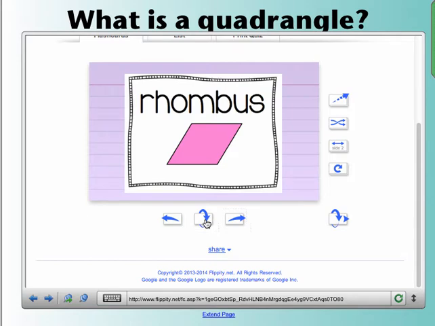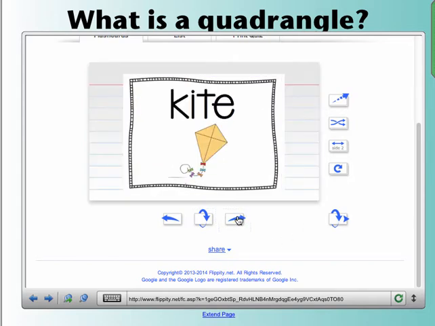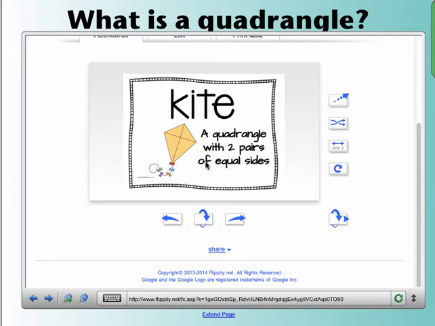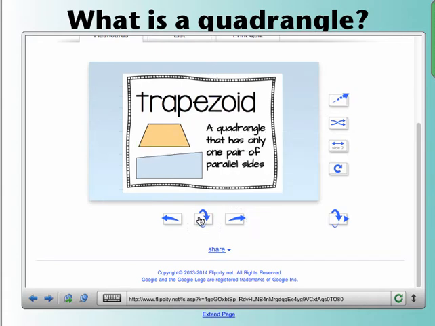A rhombus, I like to think of this as a squished square. It's a quadrangle that is a parallelogram and it has all sides the same length. So I like to think of it as the squished square. It would be a square if it didn't have the funky angles. A kite. That's a quadrangle with 2 pairs of equal sides, and the equal sides are right next to each other. So this would be equal sides right here, and here's another pair of equal sides. Trapezoid. A quadrangle that has only 1 pair of parallel sides.